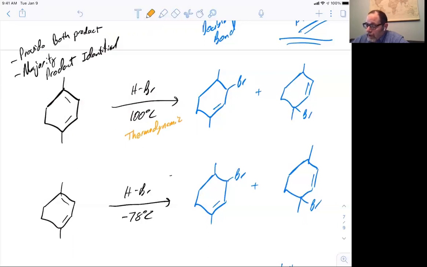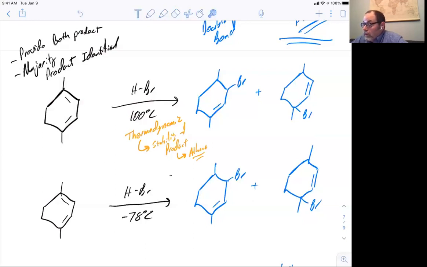So thermodynamic is telling me what? It's telling me the stability of the product. Now, for additions to dienes, which stability of the product are we talking about? We're talking about the stability of our alkene, so it's the substitution of our alkene. That's what we need to do: figure out which is the more stable alkene.